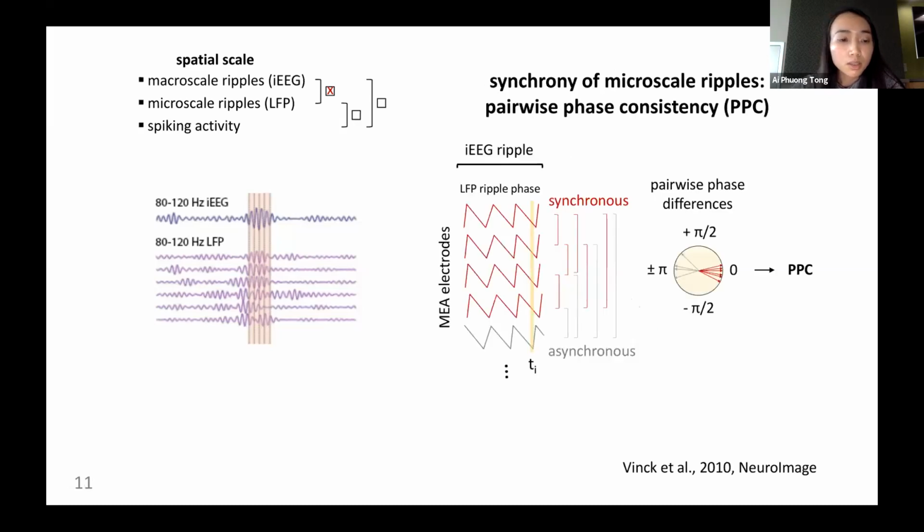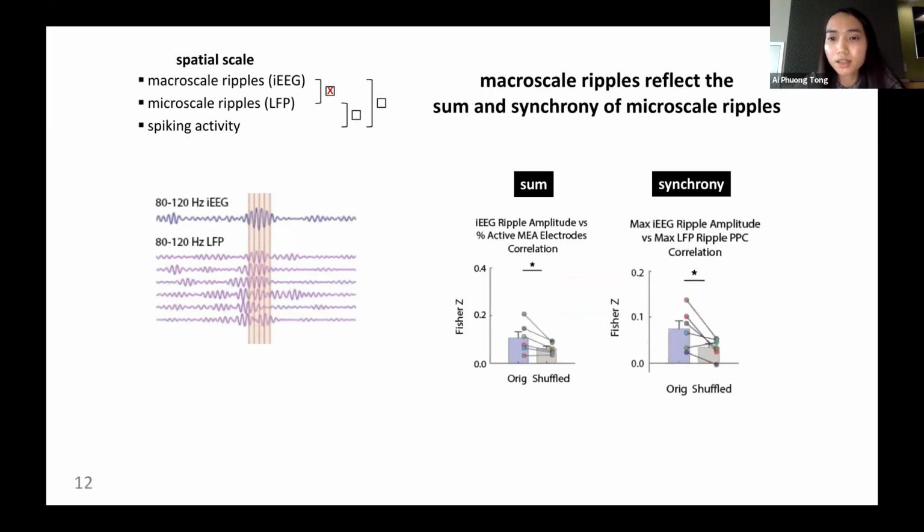And then we further observed that when the microscale ripples were more aligned, these were associated with larger macroscale ripples. So we wanted to measure the synchrony of microscale ripples using pairwise phase consistency. To the right is a diagram showing how we assess synchrony of microscale ripples using these pairwise phase differences across the ripple signals in the microelectrodes. From that analysis, we found that macroscale ripples not only reflect the sum of microscale ripples, but also their synchrony or alignment.